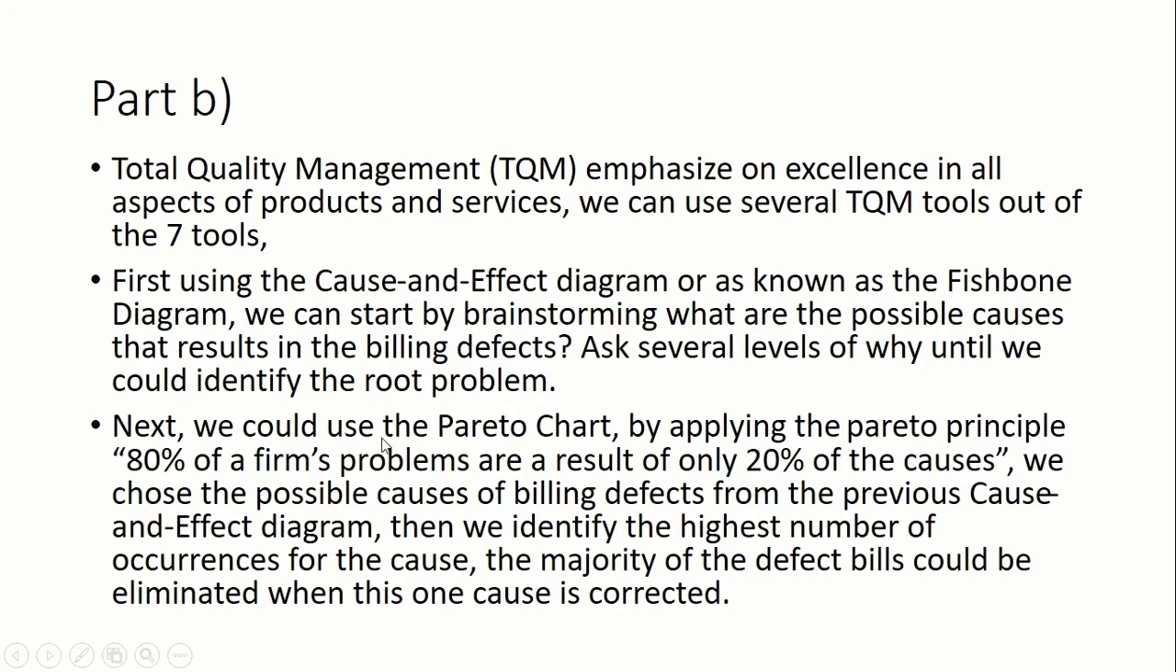Next, we could use the Pareto chart by applying the Pareto principle: 80% of a firm's problems are a result of only 20% of the causes. We choose the possible causes of billing defects from the previous cause and effect diagram. Then we identify the highest number of occurrences for the cause. The majority of the defective bills could be eliminated when this one cause is corrected, as stated by the Pareto principle.